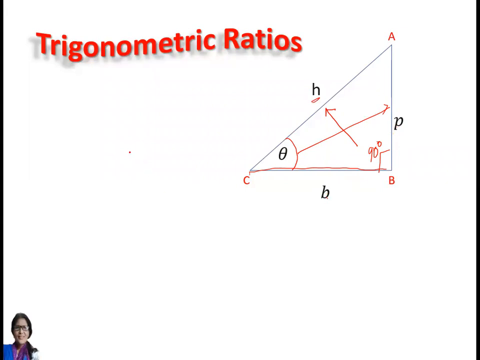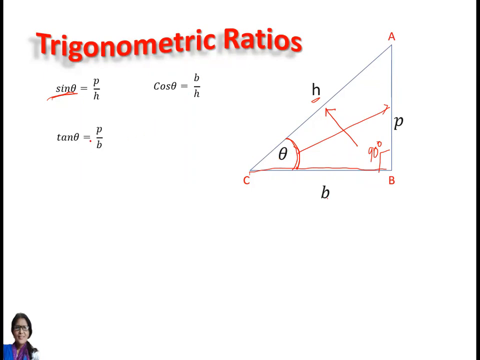And you know the trigonometric ratios. If you don't know, no problem. You write down. First trigonometric ratio is sine theta, sine of this angle. This is the ratio of perpendicular AB to your AC, perpendicular by hypotenuse. This ratio of these two sides we call sine of theta. Similarly, the ratio of B and H, adjacent and hypotenuse, we call cos theta.